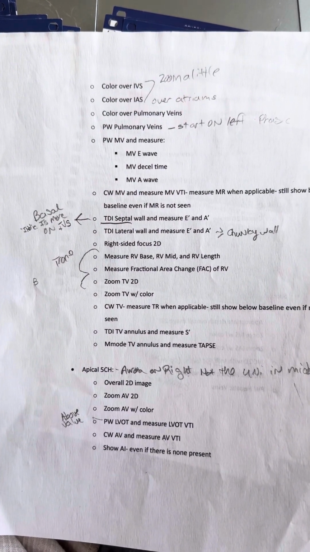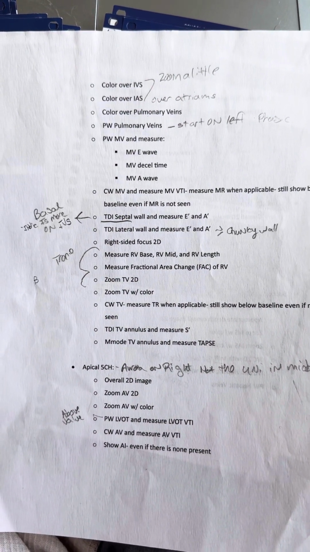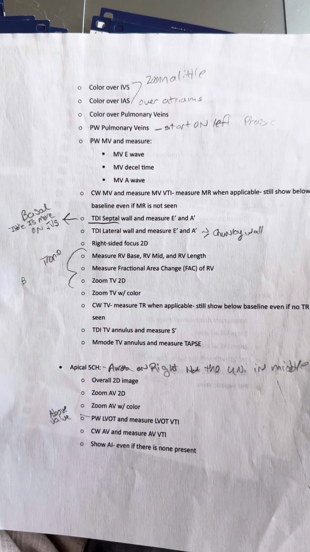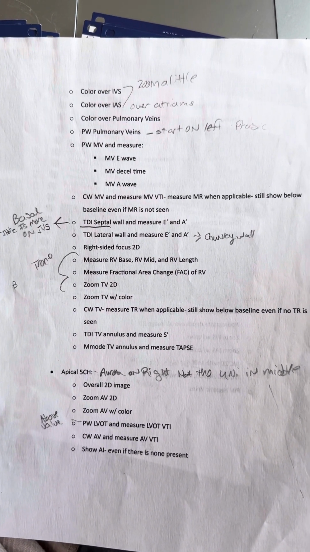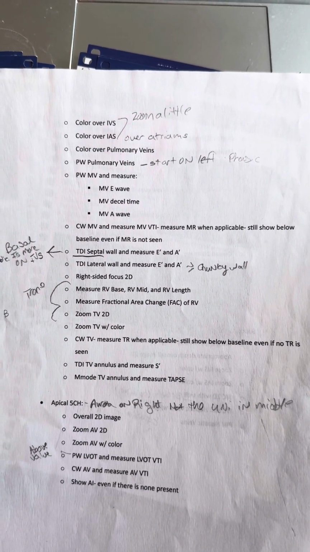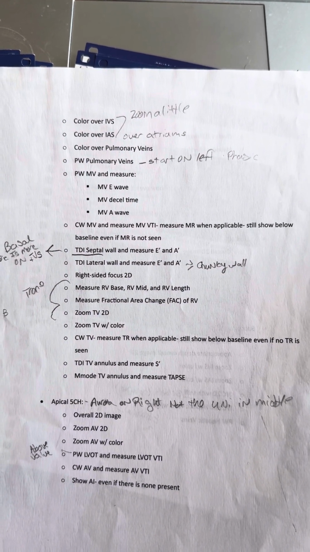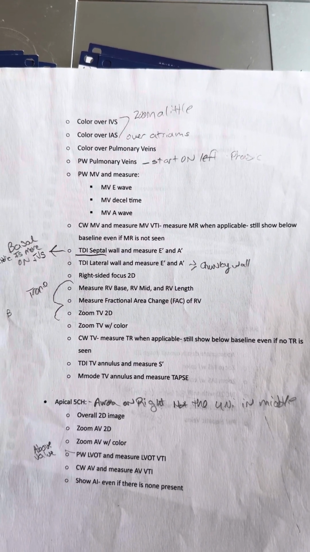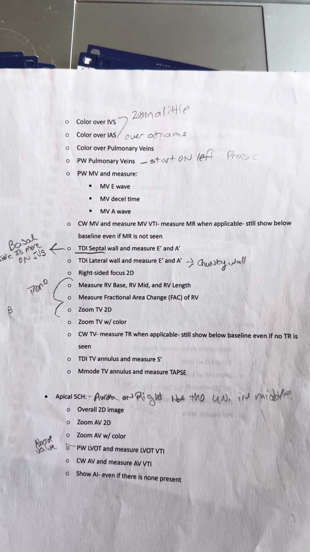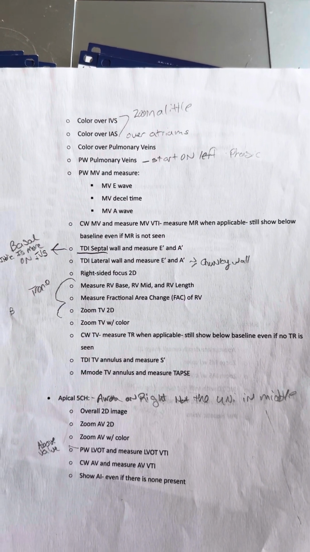Measure your E wave, your decel time, and your A wave. Then you will put a continuous wave through your mitral valve and measure your VTI, and move your baseline up to show below.